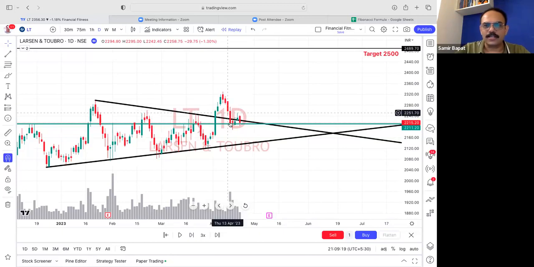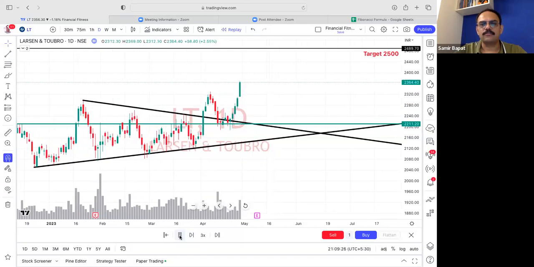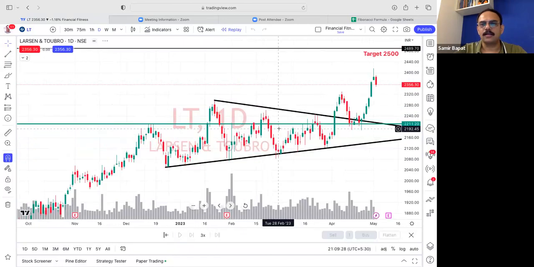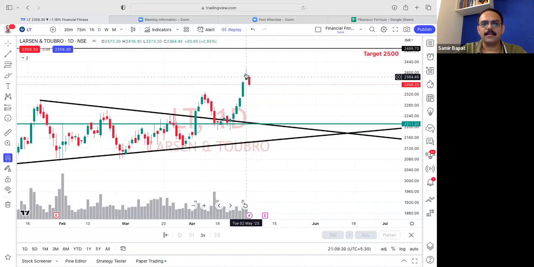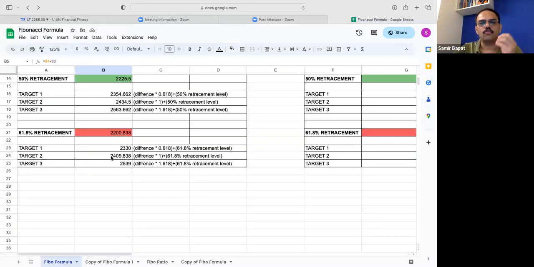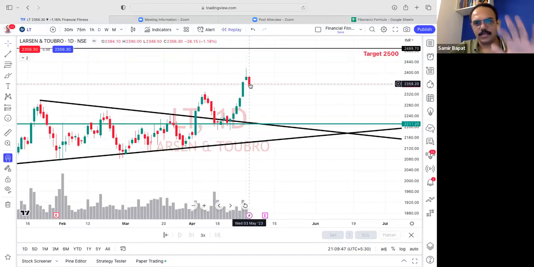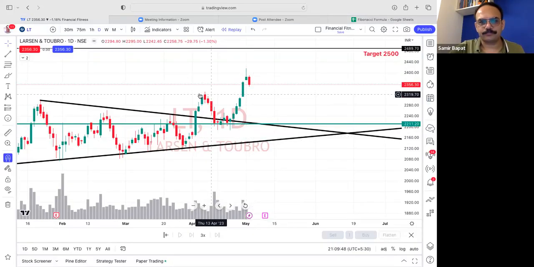Okay. So what has happened is it has bounced from here, then it has gone up till here. This point high is 2416, which matches with 2409. So it has fulfilled target 2. Now what will happen? It has started falling. Some news has come. It has started falling.